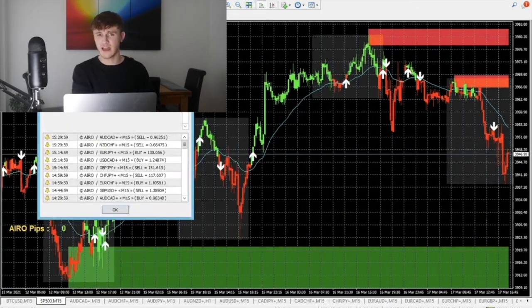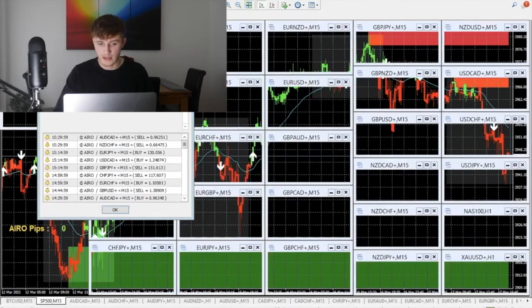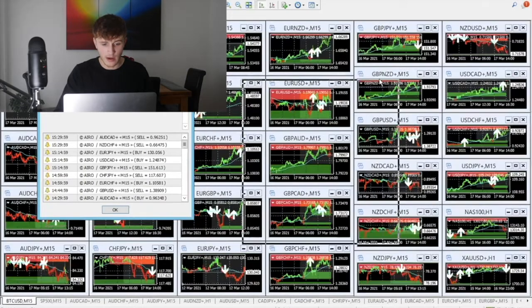Now this is actually Airo sending me an alert as we speak. We can see another bounce arrow go, nice trade. We can see that we've had some arrows form on Australian dollar against the Canadian dollar and the New Zealand dollar against the Swiss franc. But what we can do is open these charts up now and see if they're valid trades, and we might actually place a trade right now.